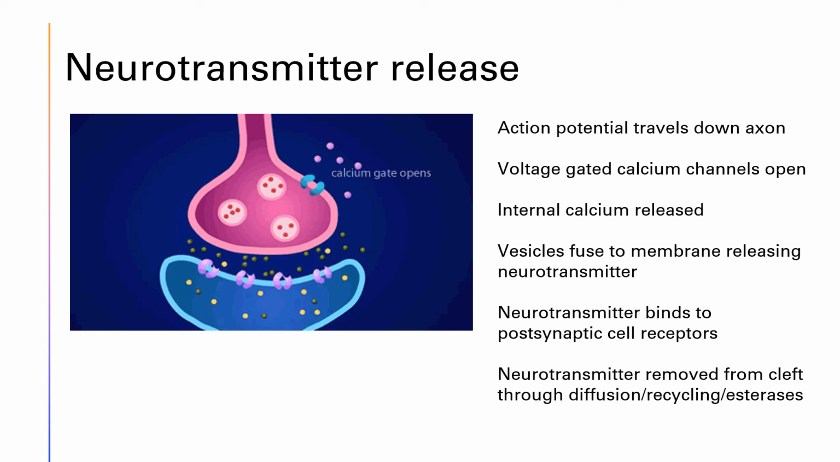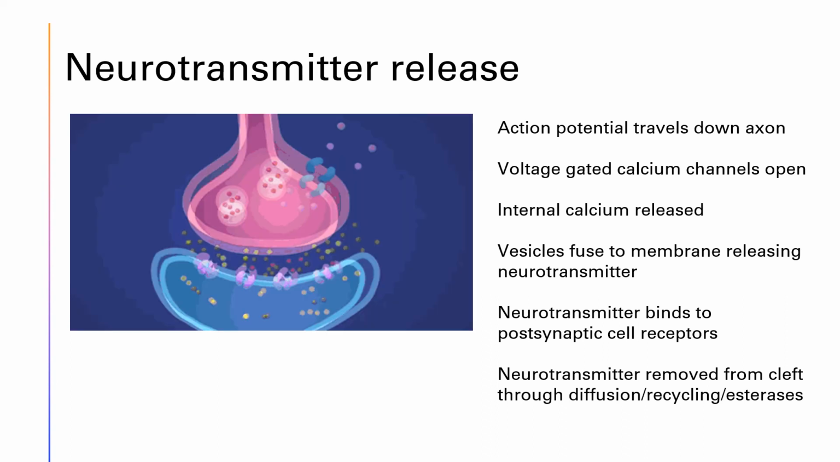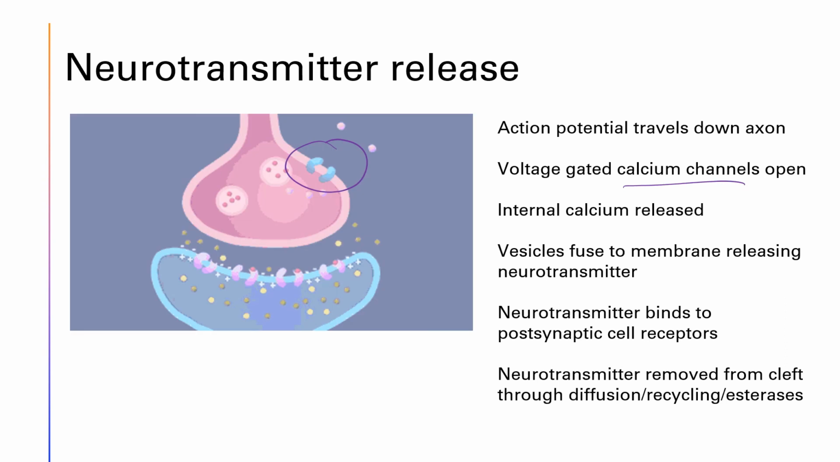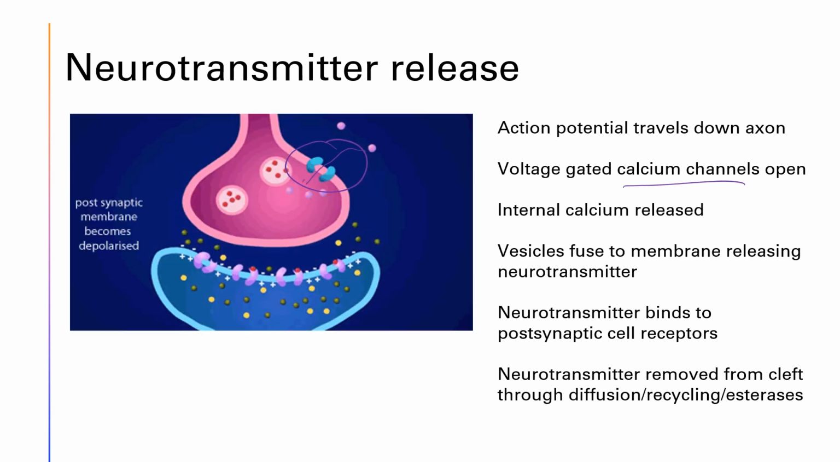So, some basics here of what's going to happen as the action potential travels down the axon. It's going to make its way into the presynaptic terminal. Then you have voltage-gated calcium channels open. That's these guys here. As that voltage comes down, it opens up these calcium channels. That causes calcium to flood into the cell.